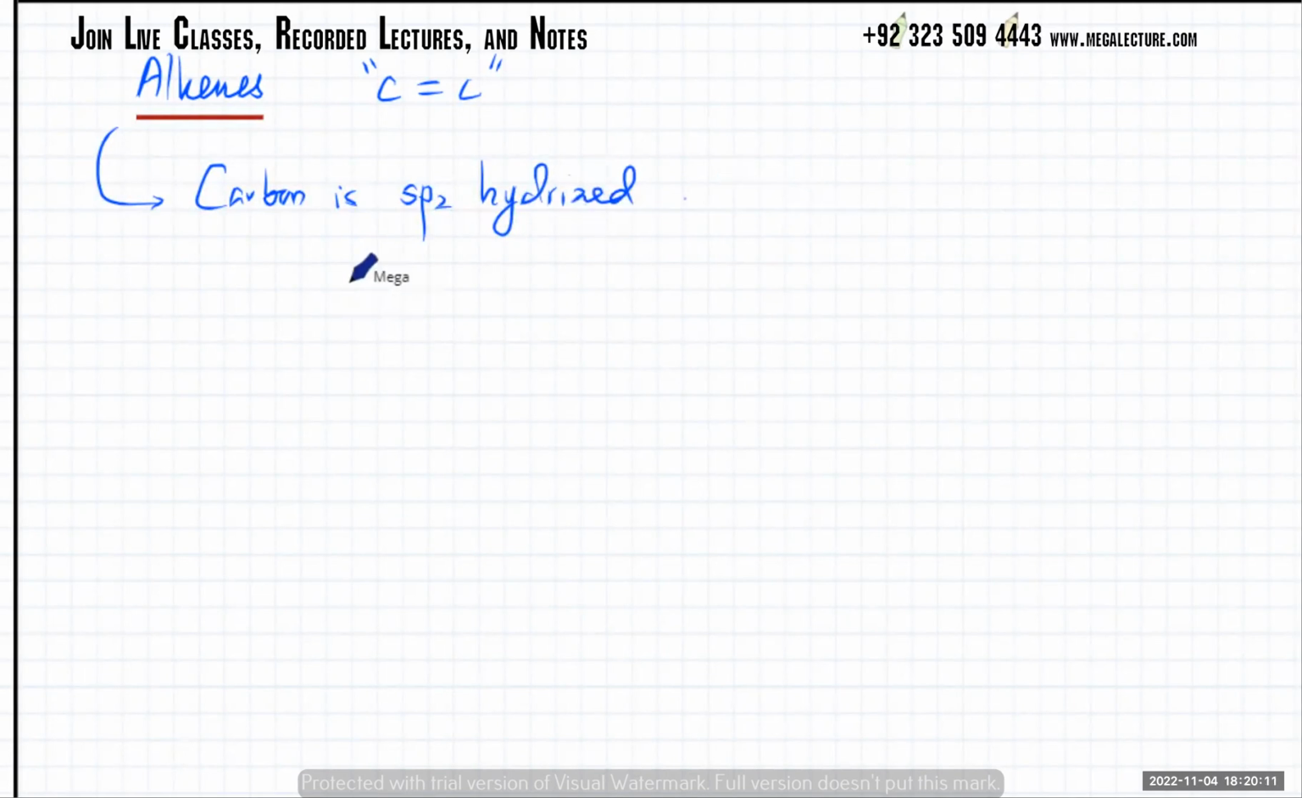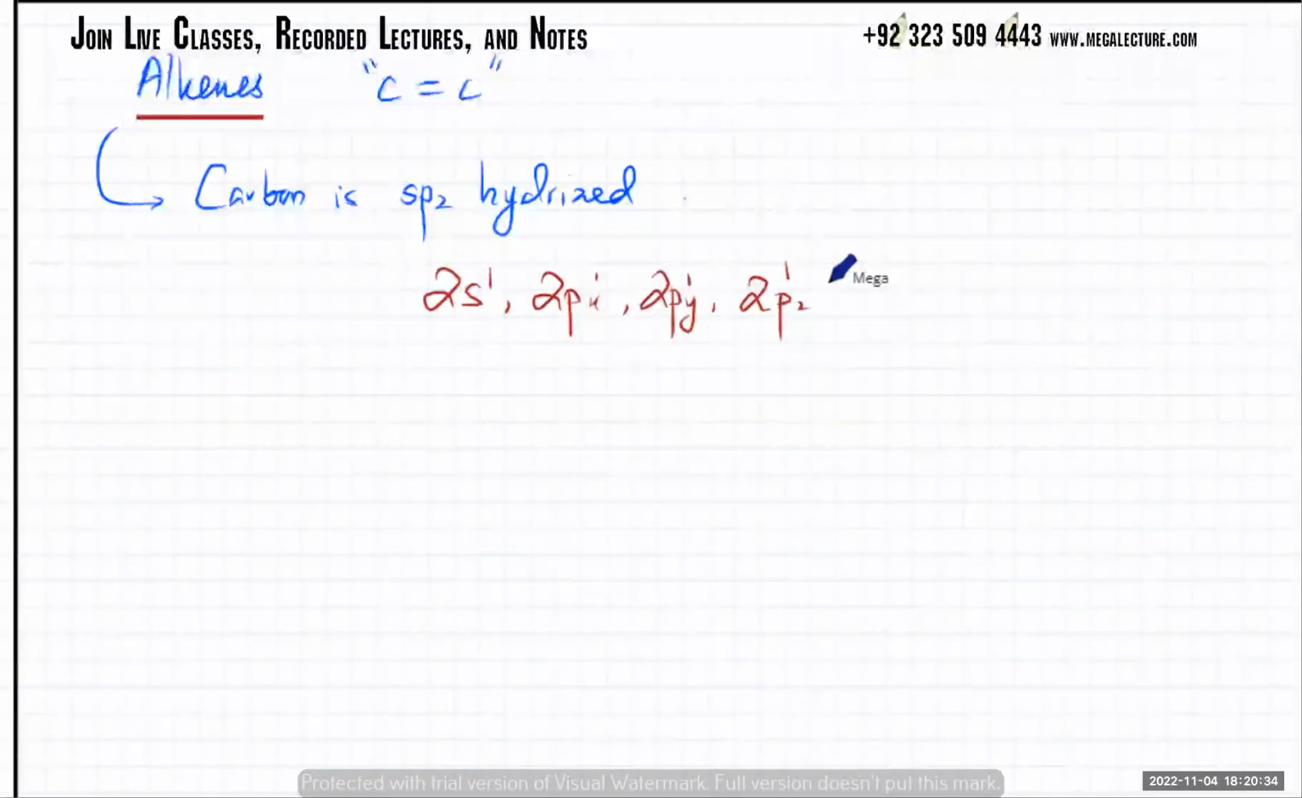What happens is that carbon has 4 electrons. It's got a 2s1, a 2px1, a 2py1, and a 2pz1. So it's got a total of 4 electrons. Okay, so that's what carbon looks like.